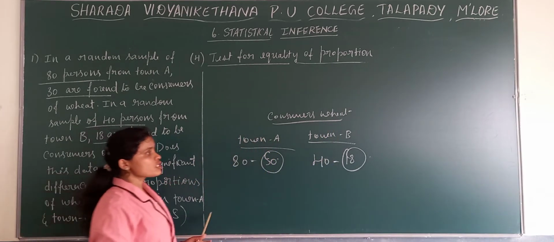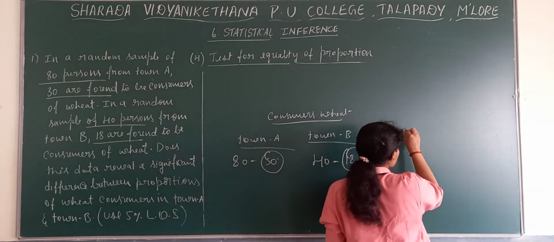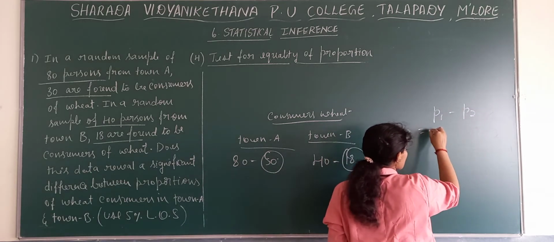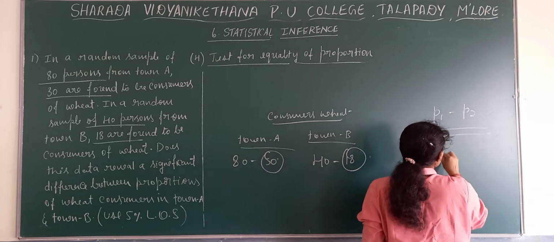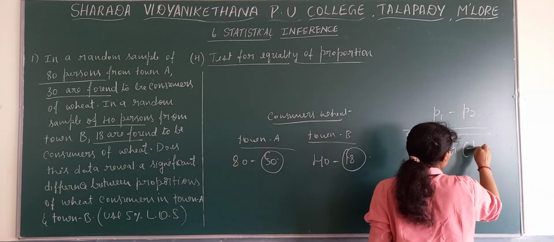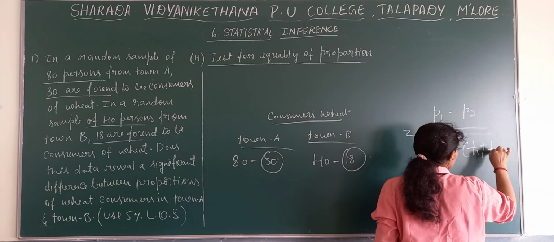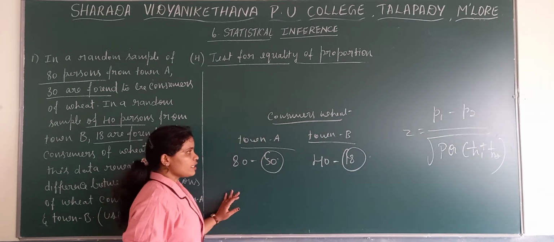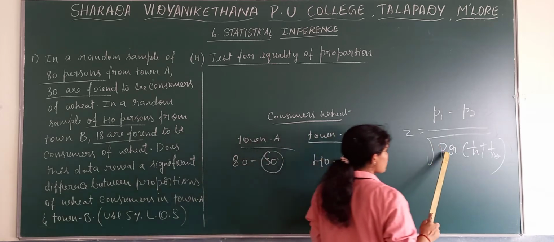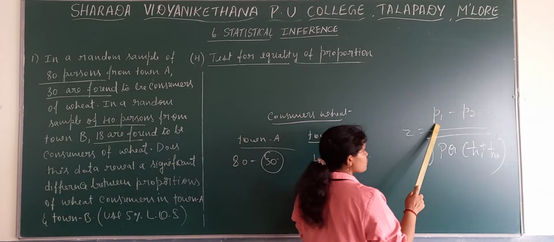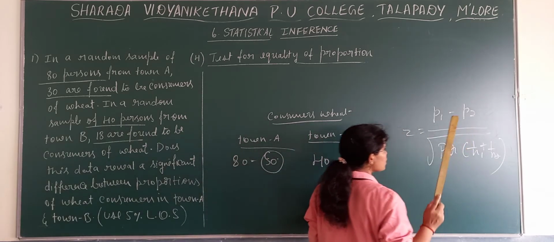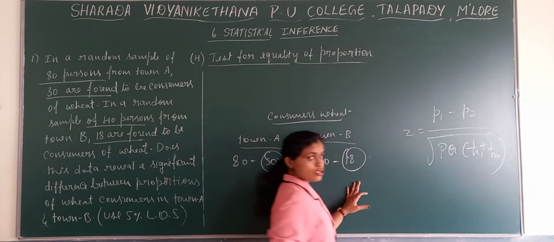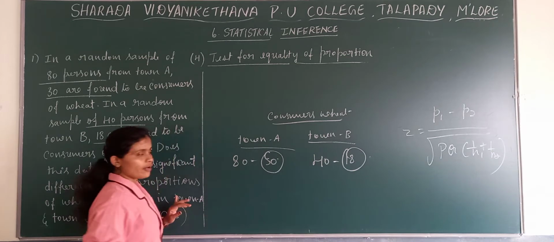Now if you see the formula here, the formula goes like P1 minus P2 divided by root of PQ times (1 by N1 plus 1 by N2). Here we need to identify what P is, what P1 and P2 are, then Q, and also what the number of observations or sample sizes are.